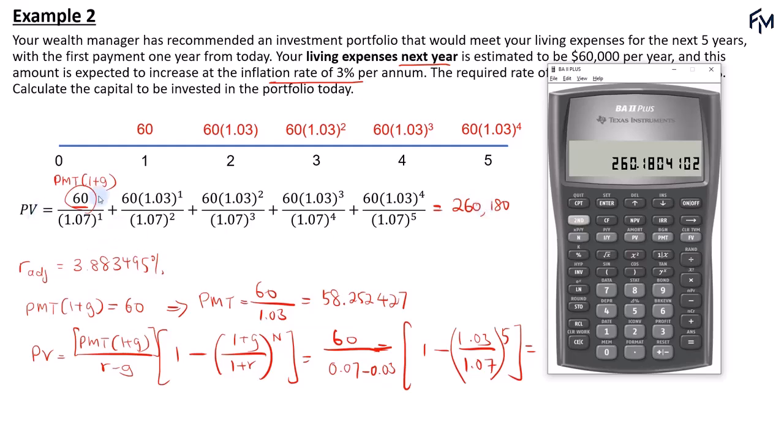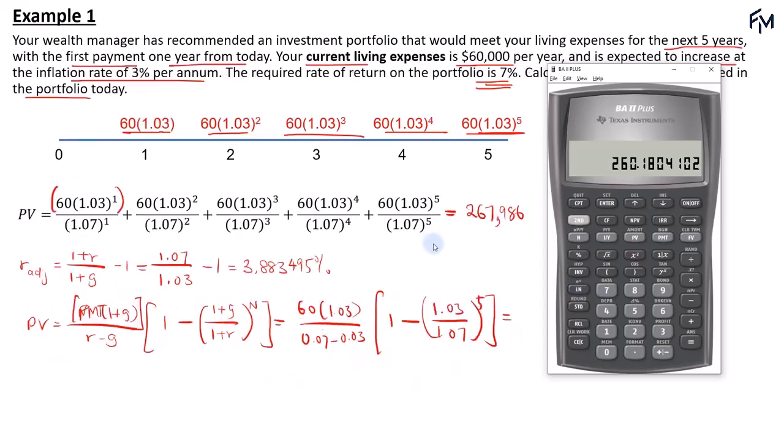Of course, you could have just taken the answer from what we had previously and divided by 1.03. Coming back to the point where we calculated the PV earlier, you could have just taken 267,986 and divided by 1.03. You could have gotten the answer as well.